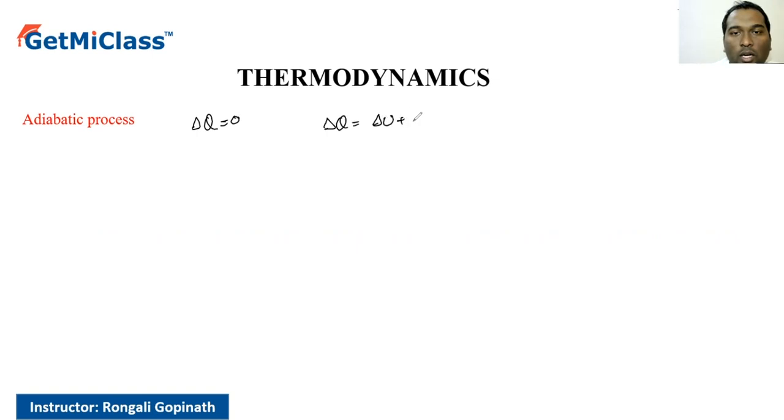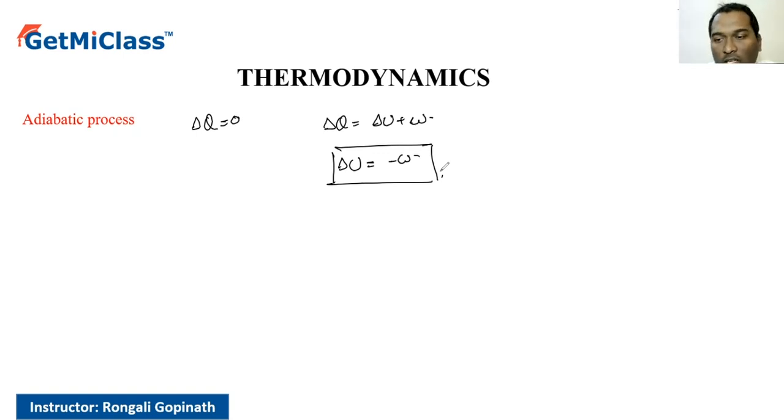Delta Q is delta U plus W, or delta U equals minus W. That means whatever work the gas does is generally derived from the internal energy of the gas. Or if at all we do some work on the gas, the entire work will be stored only in the form of internal energy of the gas, right?